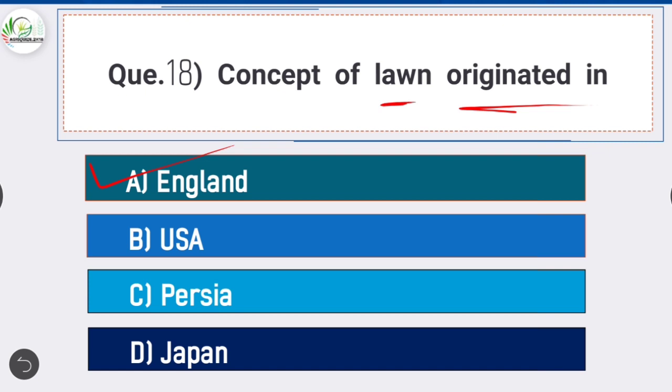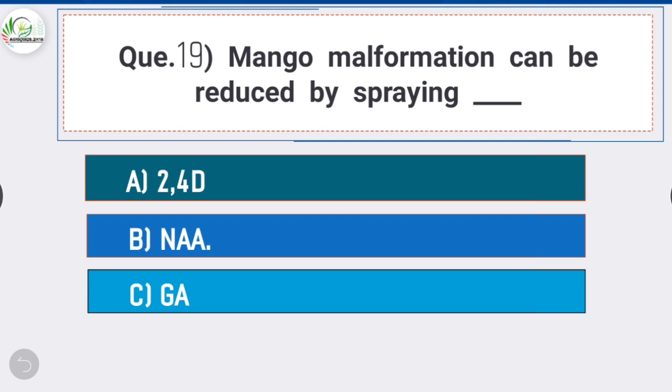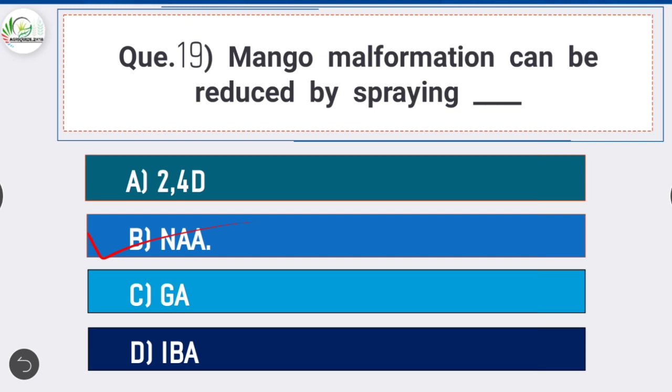Question number 19. Mango malformation can be reduced by spraying? Answer is option B, NAA. Mango malformation can be reduced by spraying NAA.